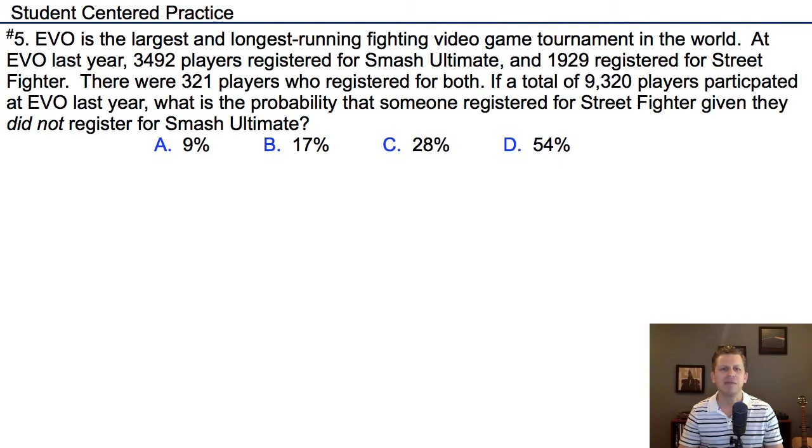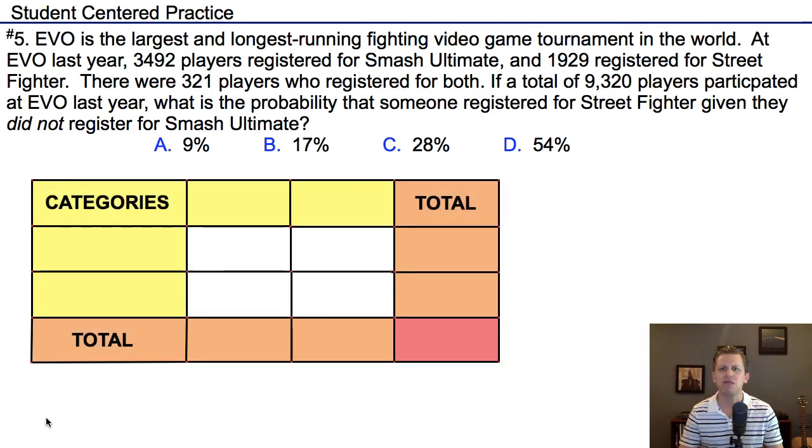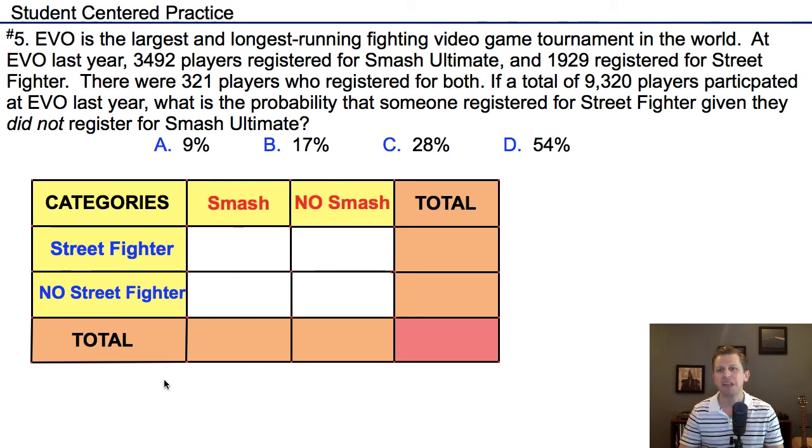Let's set up the table here. So I can see my events here are registering for Street Fighter and not registering for Street Fighter. I could also have registered for Super Smash Bros. Ultimate or not registered for that event. Now let's fill in. It looks like the entire event had a total of 9,320 players. Put that down here. It looks like 3,492 registered for Smash Ultimate. It looks like there was 1,929 that registered for Street Fighter, and 321 registered for both.